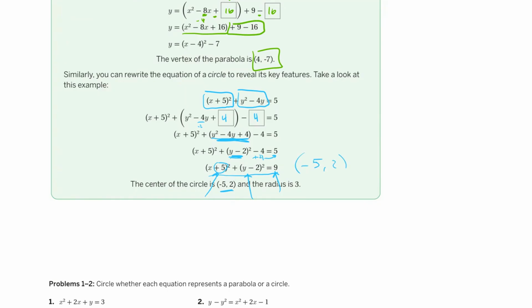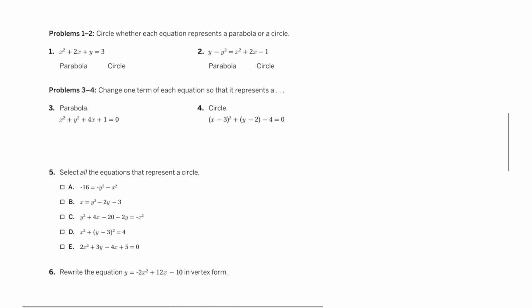Okay, let's get into the actual practice part. So problems 1 and 2, circle whether each equation represents a parabola or a circle. It's pretty straightforward on how to do these, because the only difference between a parabola and a circle in the equation is that you're going to have both x and y being squared.